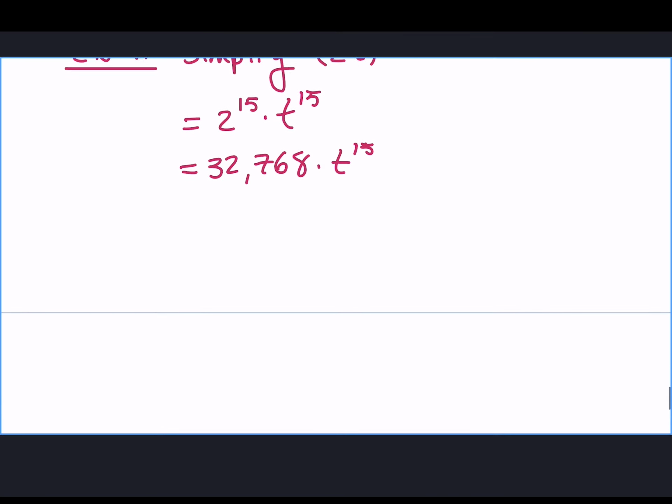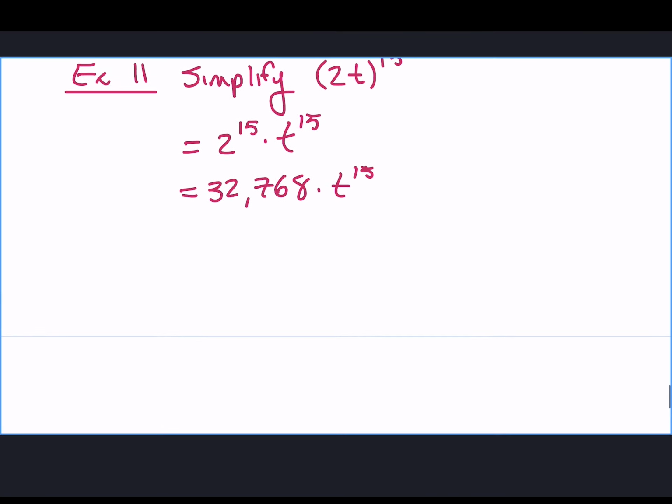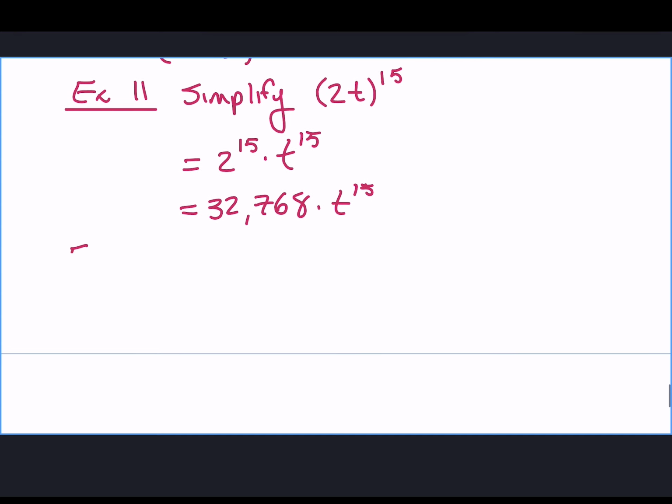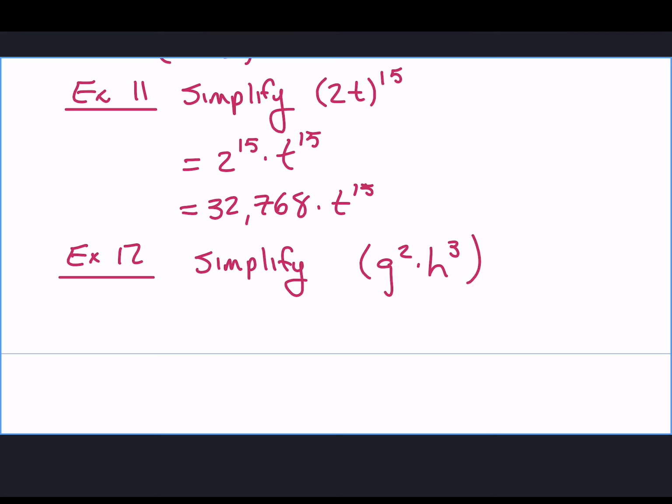Okay, let's do one more example about the power of a product. We want to simplify g squared times h to the 3rd power raised to the 5th power. And I'm going to give you just a couple minutes to work on that on your own.